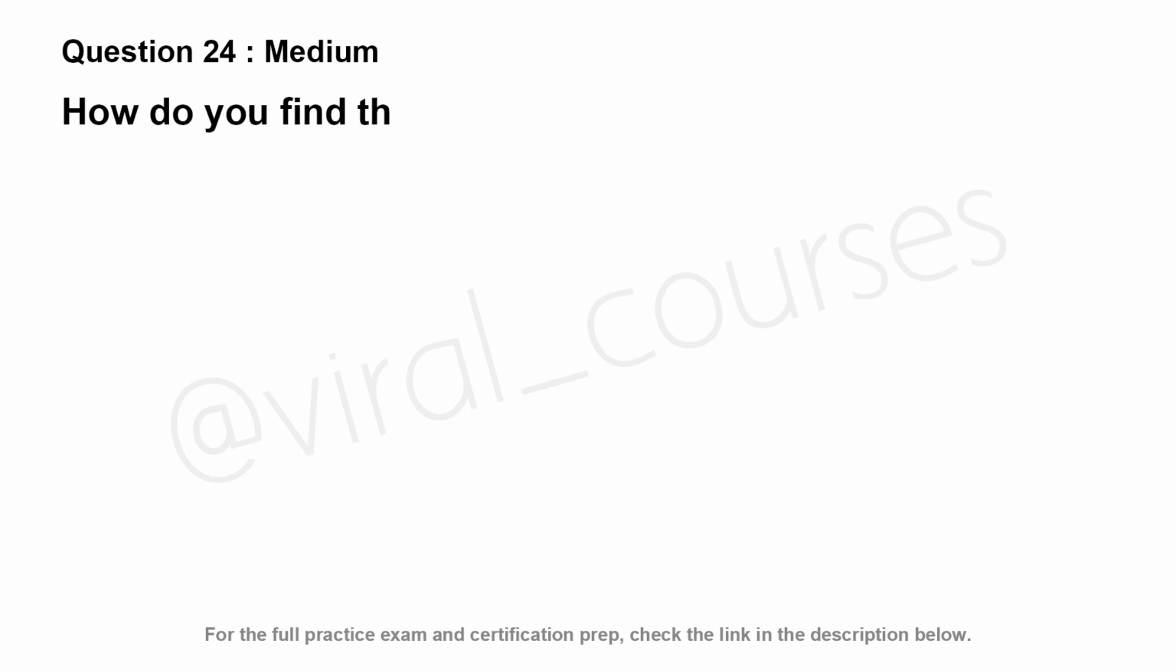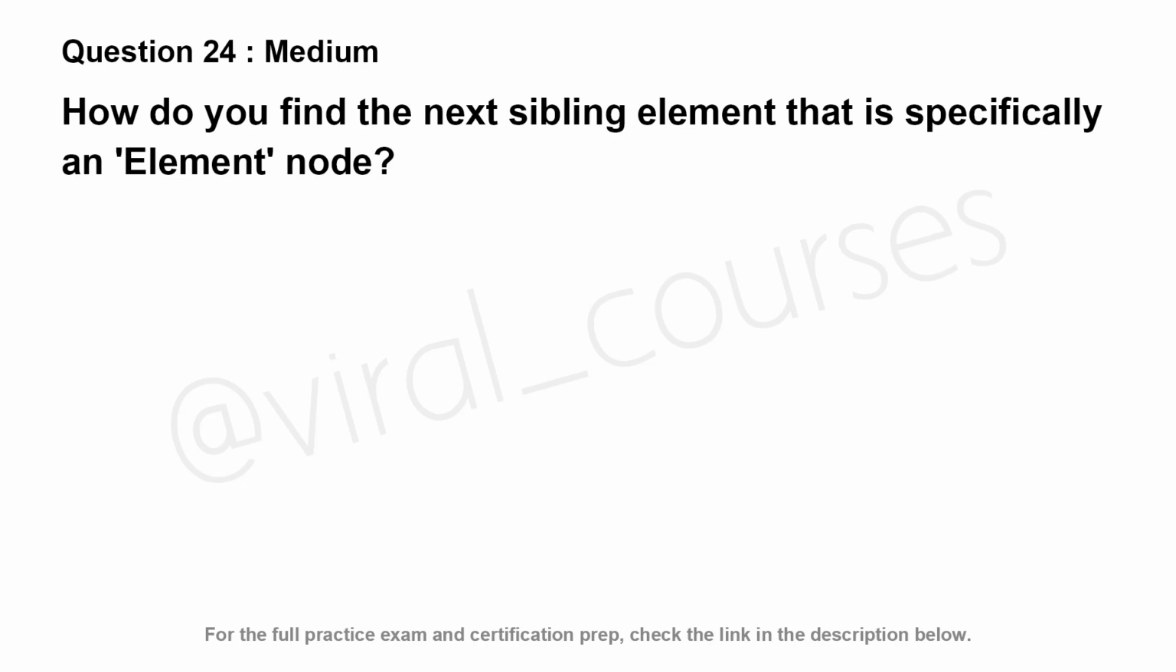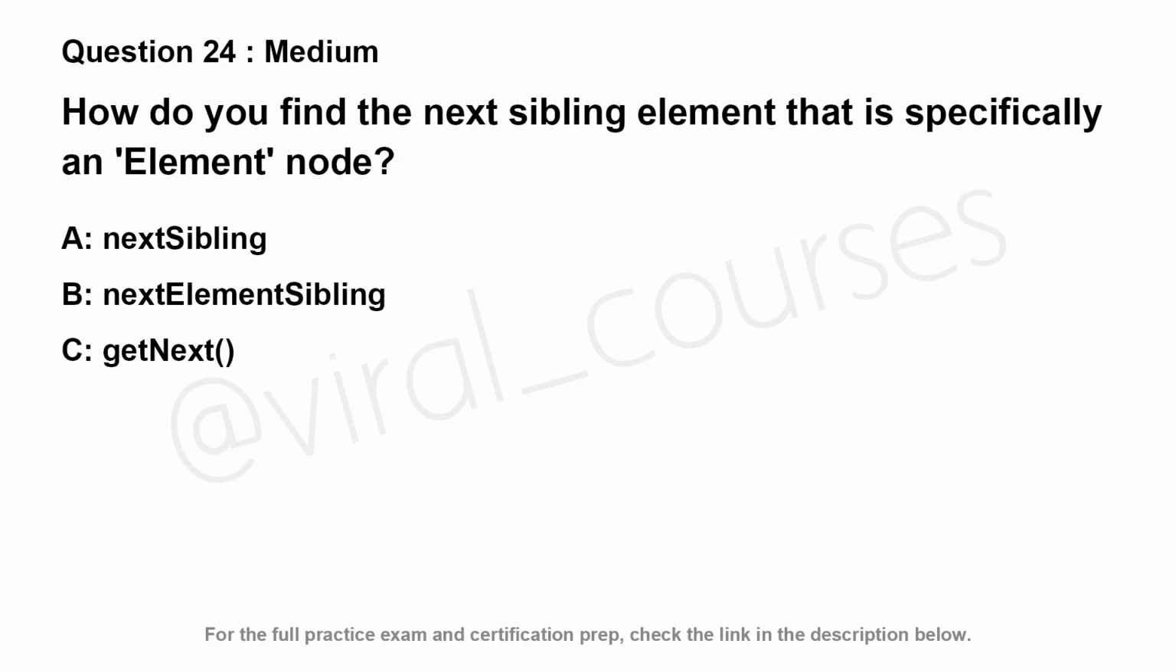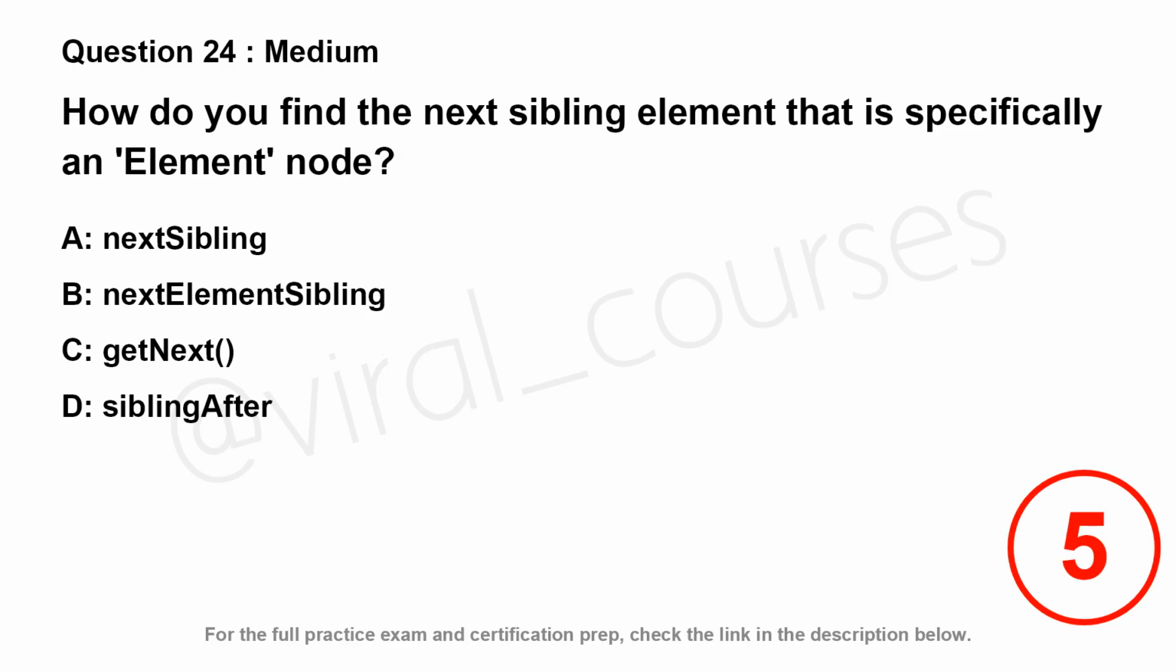How do you find the next sibling element that is specifically an element node? Option A, next sibling. Option B, next element sibling. Option C, get next. Option D, sibling after.